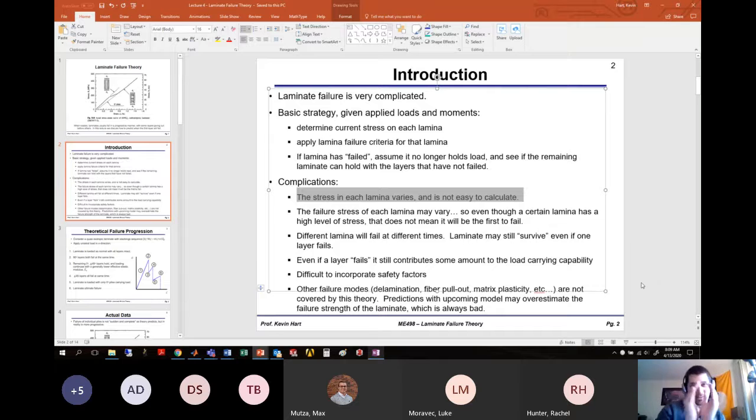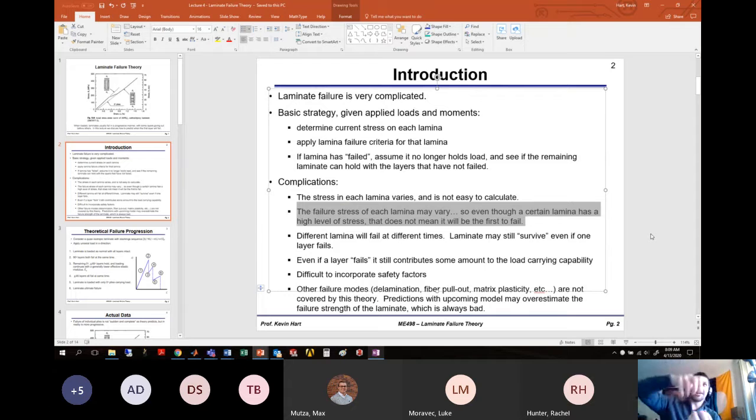So that's thing number one: the stress in each particular layer varies, and this is something that we know. Thing number two is that the failure stress of each lamina is going to be different. If I load a laminate that's 0/90, that 90-degree layer is going to fail a lot before the 0-degree layer. And it doesn't necessarily mean that it has a higher stress in that layer.